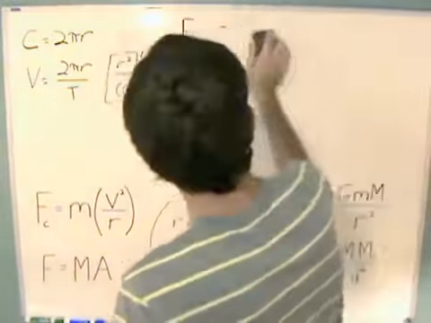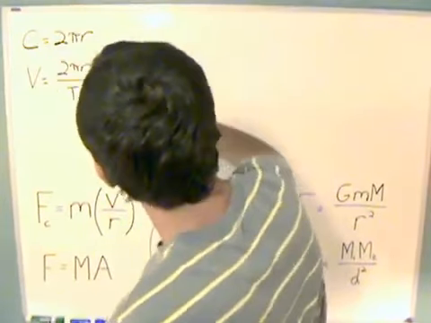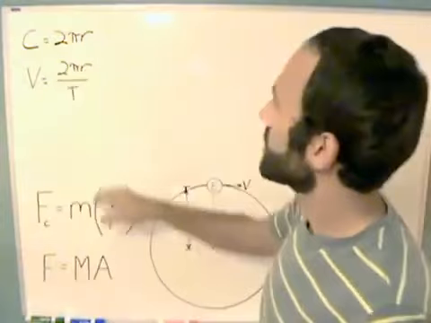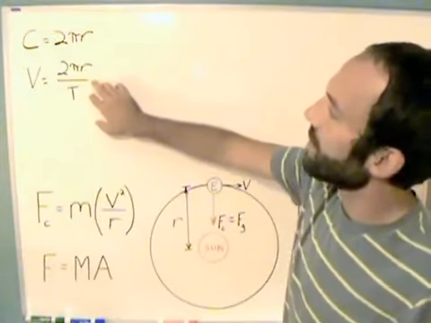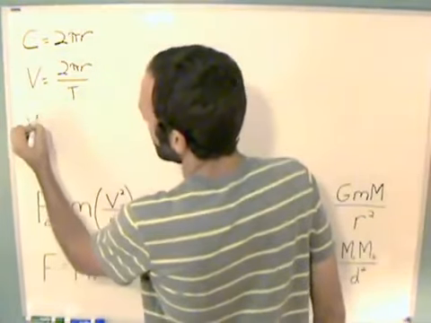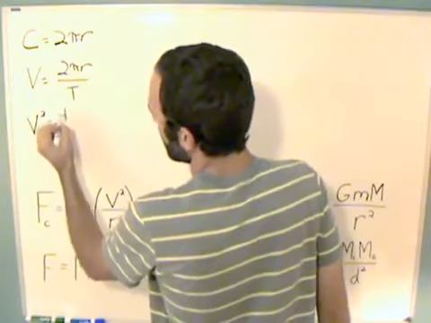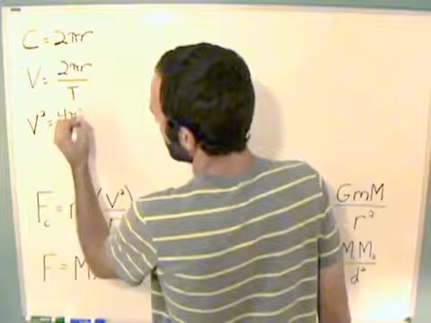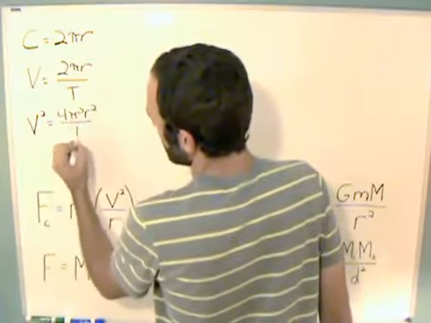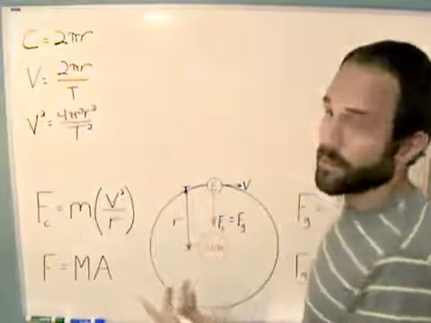Get that equation back up here. What people have realized, though, is since V is actually equal to 2 pi r over the period, you can say V squared is equal to 4 pi squared times r squared over the period squared. See, it's just this times itself, squared.